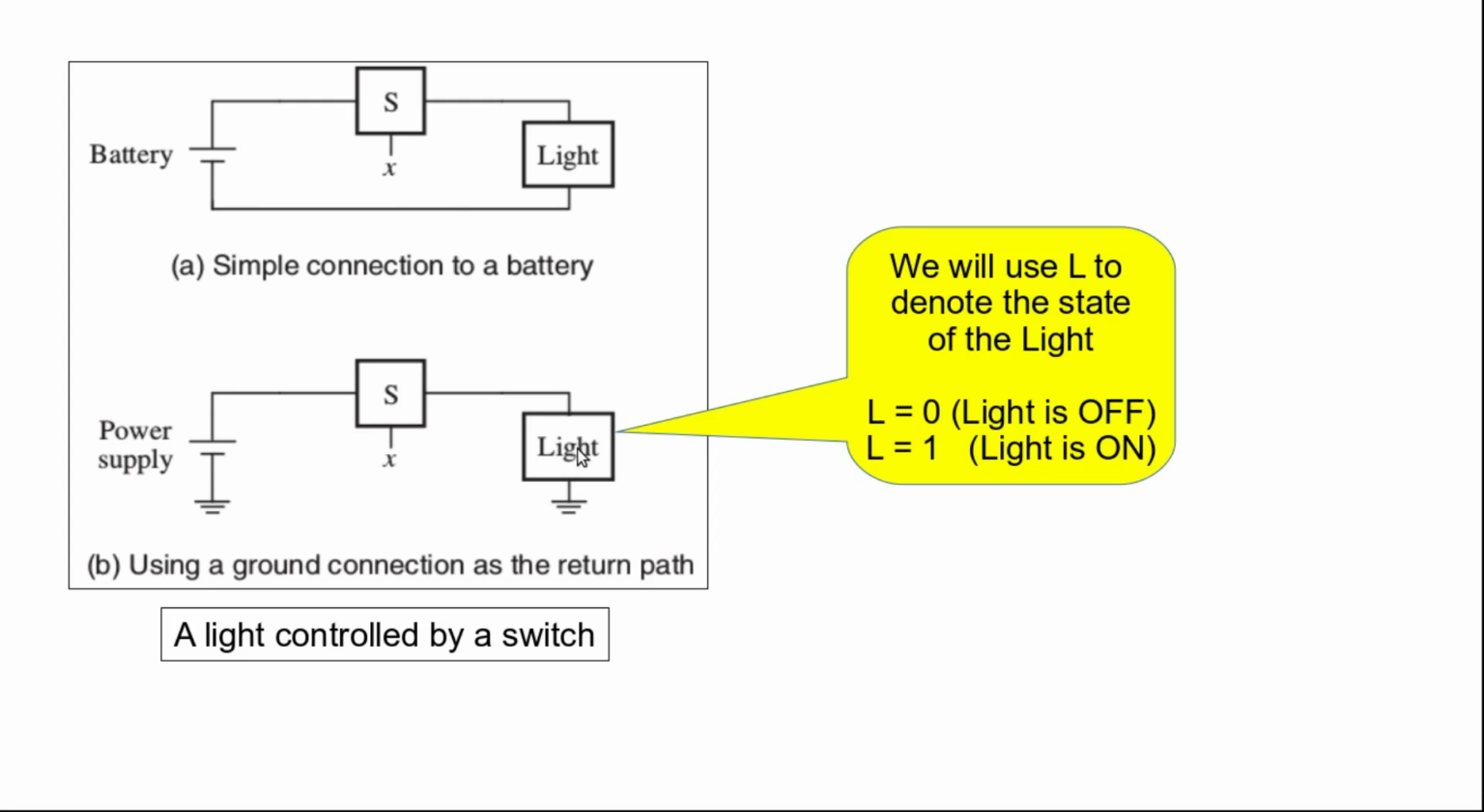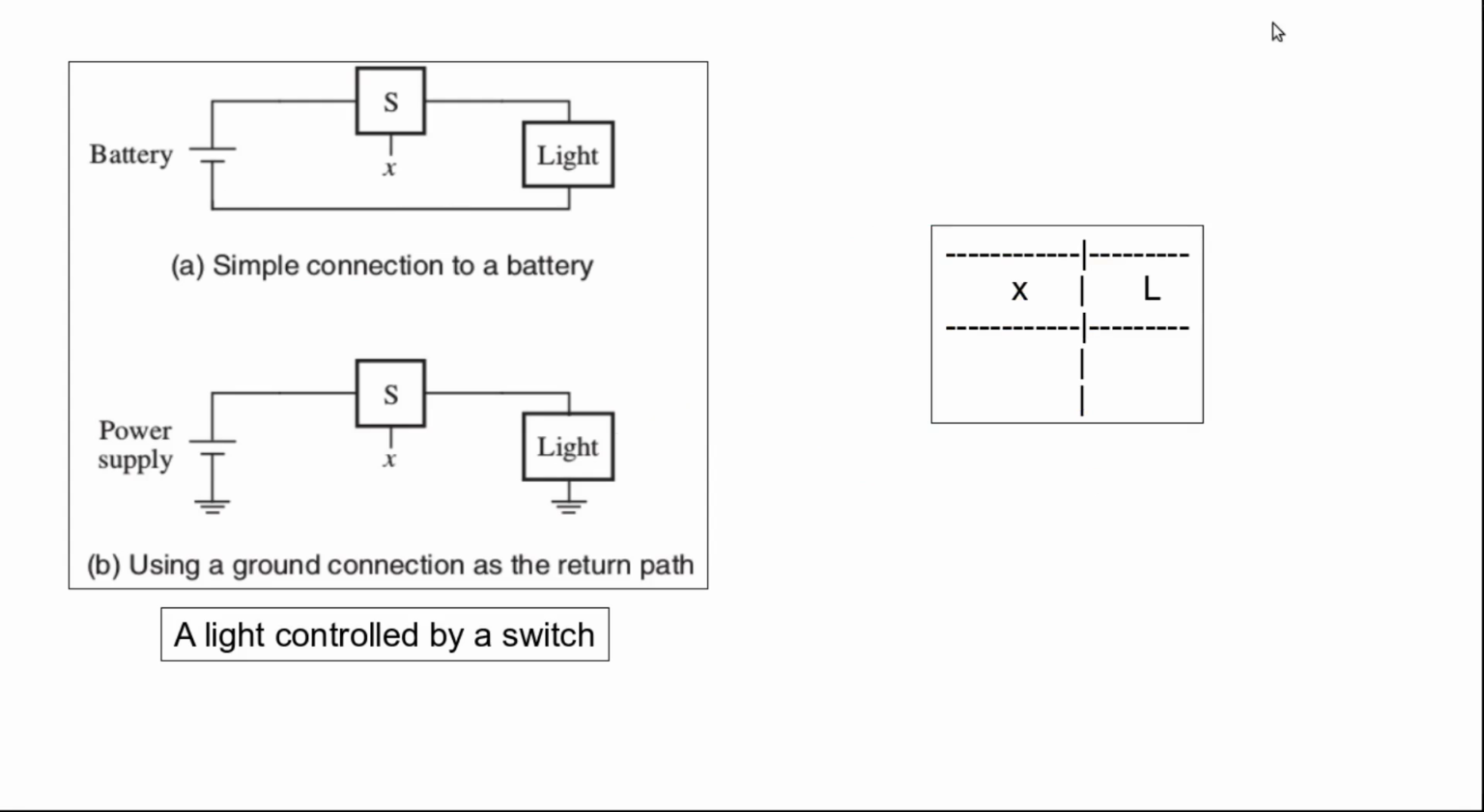This light can again be in one of two possible states. It can either be on or it can be off, and we will use the binary variable L to denote the state of the light. We will say that L equal to 0 signifies that the light is off, and L equal to 1 signifies that the light is on. Now we can try to come up with the truth table which will show the relation between this variable x and the output variable L.